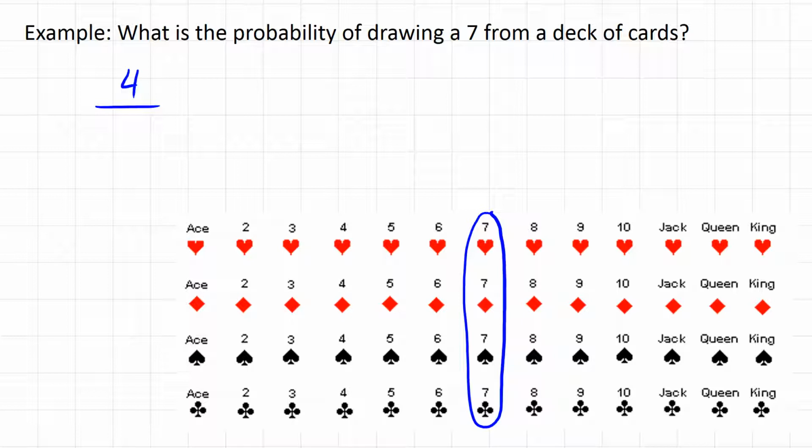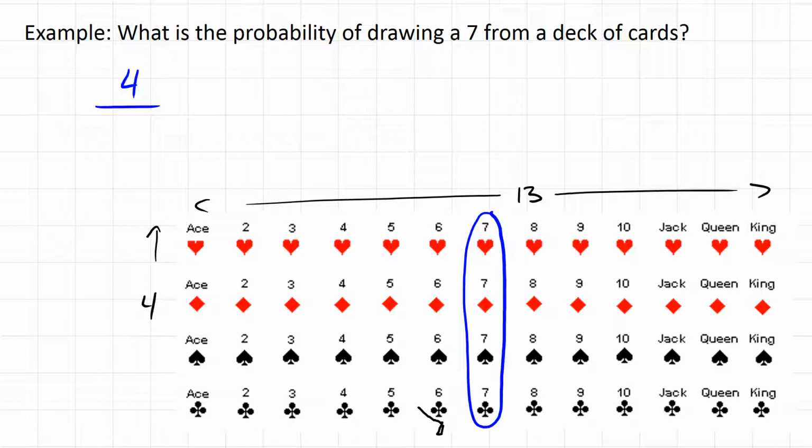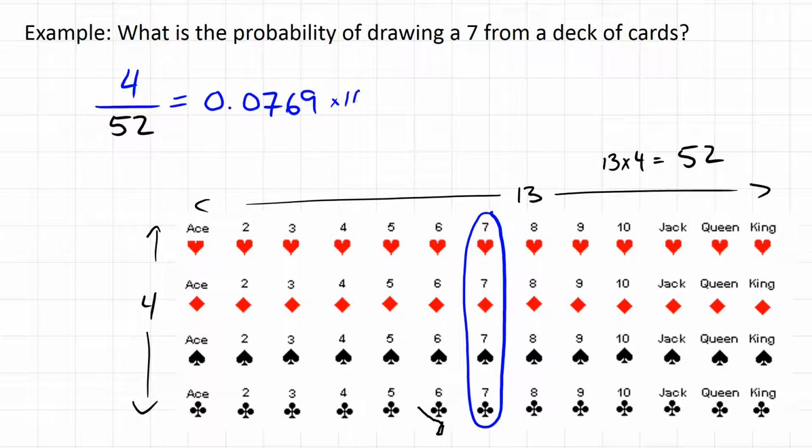Well, if you have this memorized, you can just use that value. But if you don't know, then we can count up the number of cards. There's 13 cards per suit, and there's 4 suits. So we could do 13 times 4 is 52. There's 52 possible cards you could draw from a deck. So 4 divided by 52 is 0.0769, times 100, and I'll round to 1 decimal place as a percent, so that's going to be 7.7%.